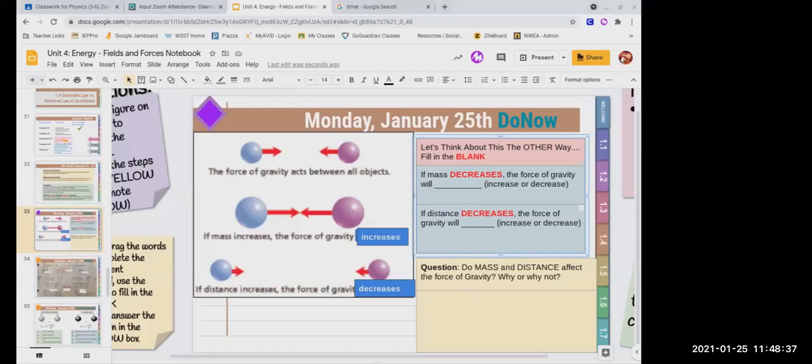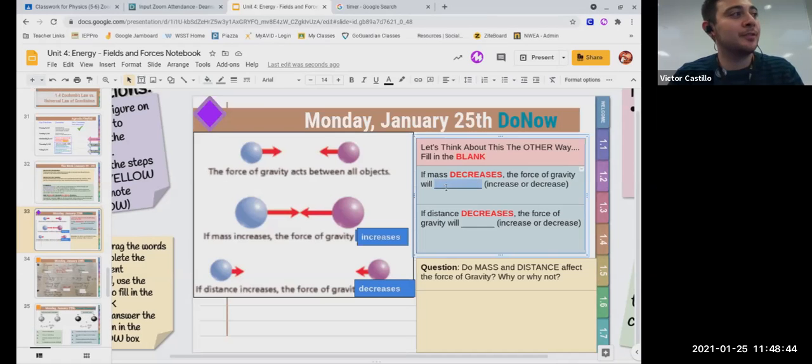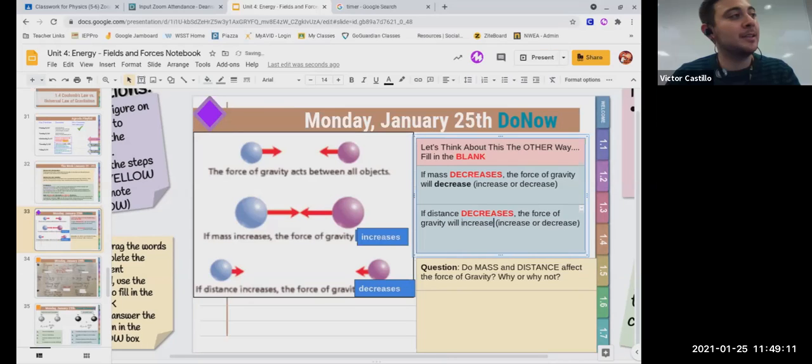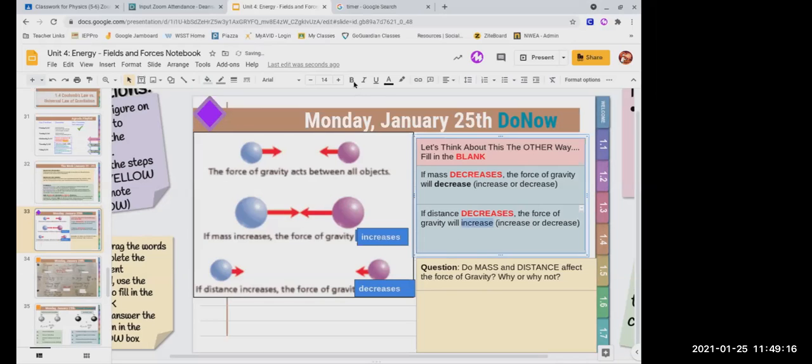I put that it decreases. Yes. If mass decreases, the force of gravity will decrease. Awesome. Continue. How about for the next one? It decreases, and then the other one, it increases. Awesome, indeed. Thank you. Increase. Thank you, Emily. Appreciate that.